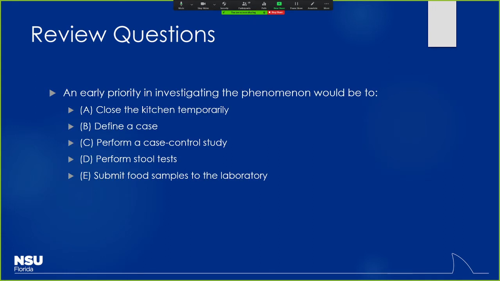Okay, so what's our early priority for something during an investigation like this? Should we go ahead and just close the kitchen temporarily? Do we need to define a case? Should we do a case control study, perform stool tests, or submit food samples to the laboratory? What do you think we need to do? I like the confidence there. B? Could be.